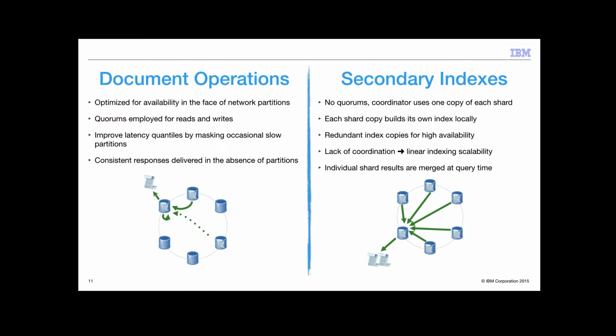In addition, there's an active anti-entropy mechanism that's always running in the cluster, which is proactively reconciling any divergences that might have existed between shard replicas. So that covers all the document operations, right?